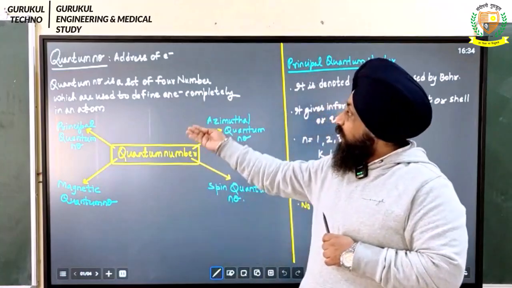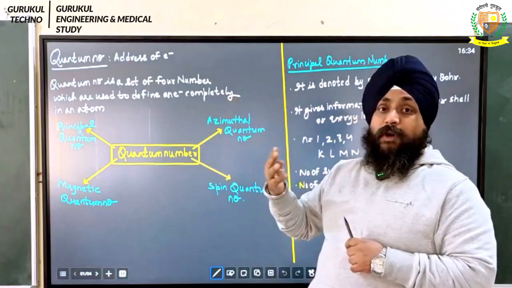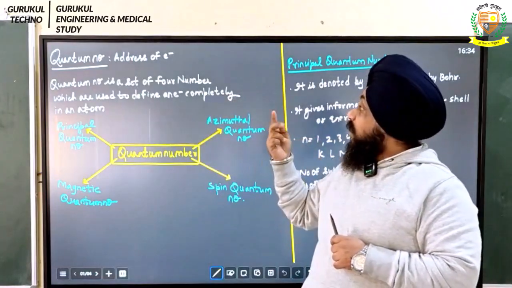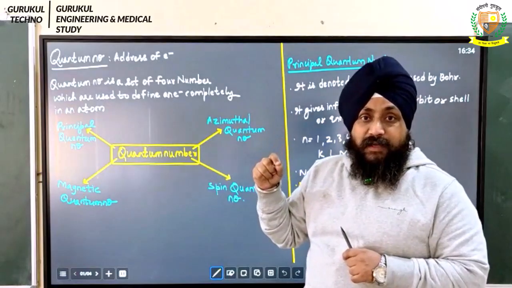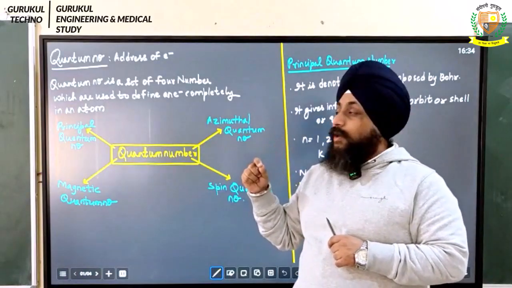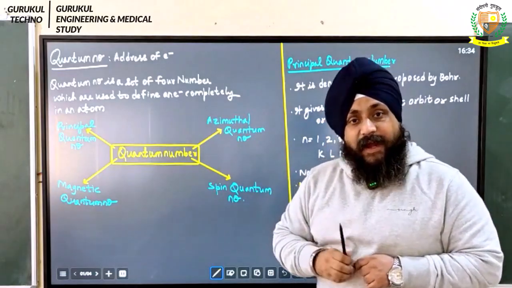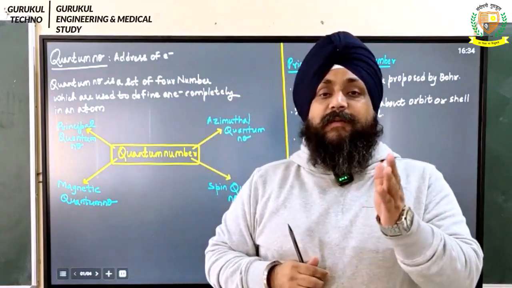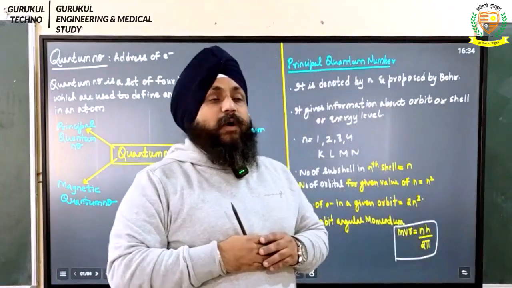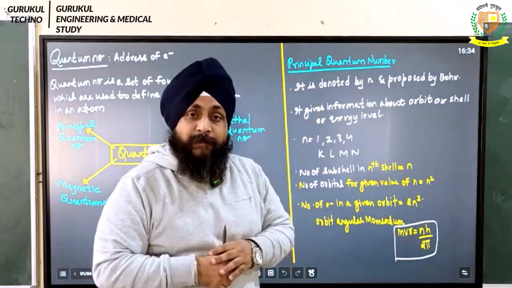So what we have defined, we have said that quantum numbers are a set of 4 numbers which are used to define an electron completely in an atom. Now one by one we will be talking about these quantum numbers. The very first quantum number which we are talking about is going to be the principal quantum number.